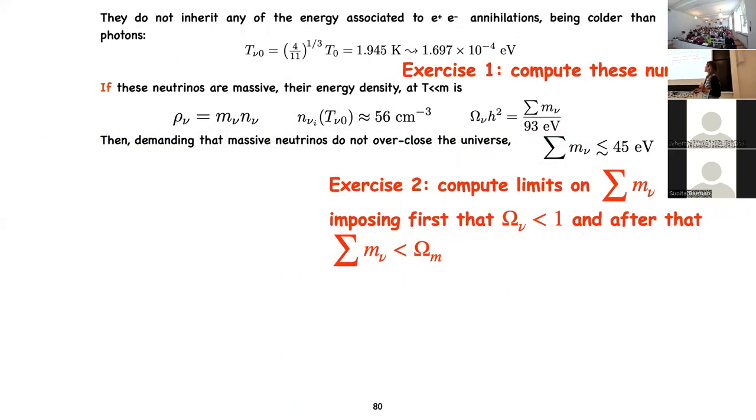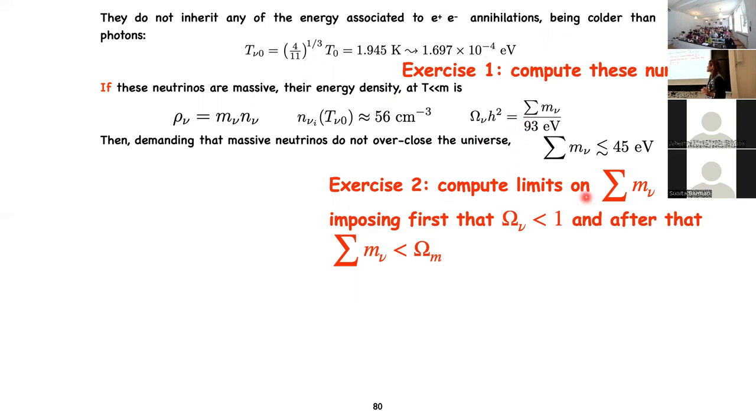So in the early universe, these neutrinos, as I explained yesterday, don't inherit any of the entropy released by electron positron annihilation. And therefore the temperature today is roughly 10 to the minus 40. If these neutrinos are massive, their energy density at temperatures much smaller than their mass, that is today, is given by the product of the mass times the number density. The number density is one thing you need to compute, which is this number. And then we obtain the relative contribution of neutrinos to the total mass energy density. That is the second thing you need to compute, okay?